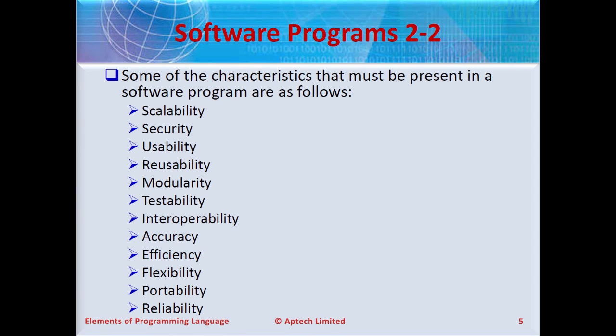Let's look at some of the characteristics that must be present in a software program. This can also be looked at as the characteristics or qualities of a good program. We start by looking at scalability. Scalability is the ability of your program to grow as the organization grows. Most organizations start small and with time they expand. Your software or program should grow with the organization.